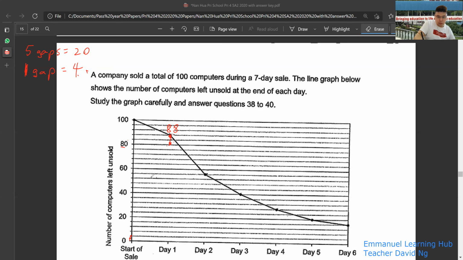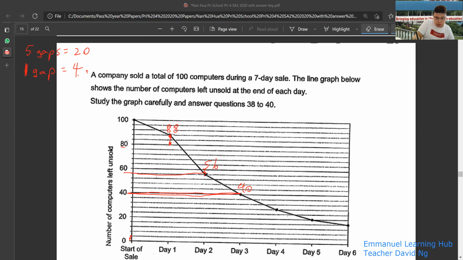Day 2. Day 2 will be one gap away from 60, right? So each gap represents 4. So day 2 will be how many? 6. 56. 56. Day 2 will be 56. Day 3? Day 3 will be exactly 40. Let's see, it's exactly 40.